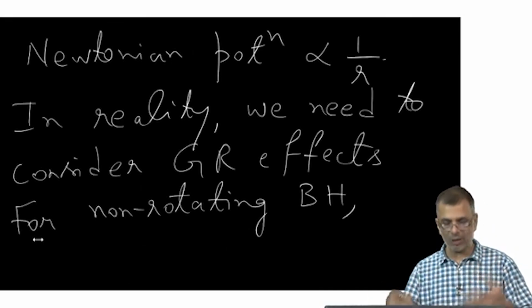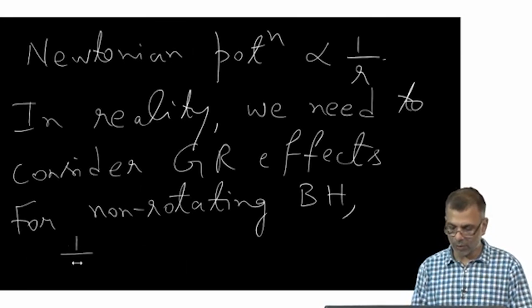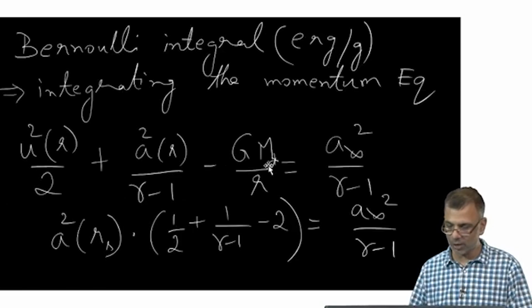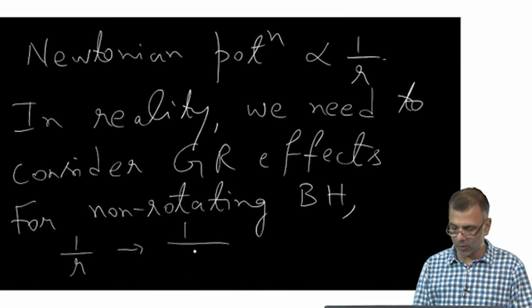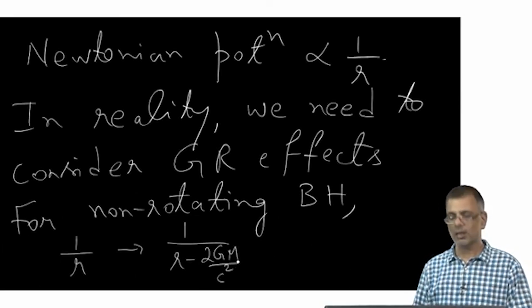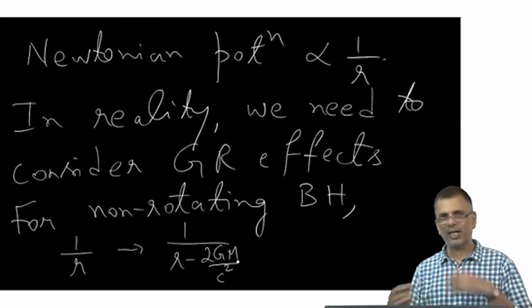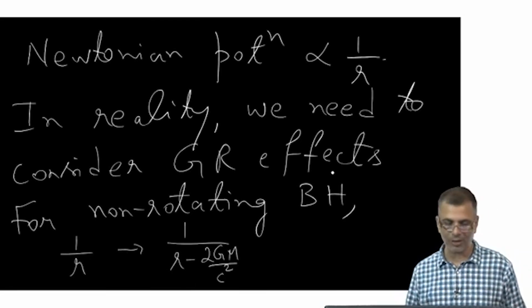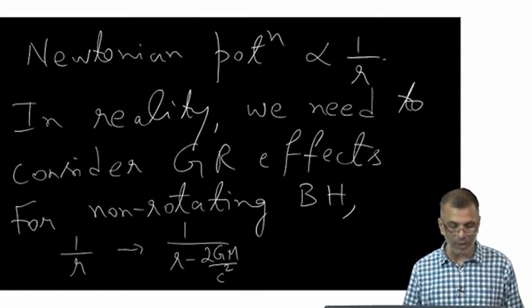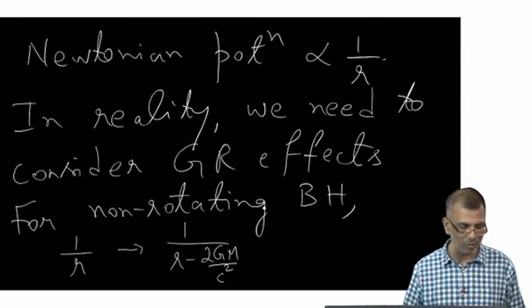In order to mimic general relativistic effects, it's sufficient to replace the 1 over r potential that we've been using all throughout with a potential that goes as 1 over r minus 2 GM over c squared. That kind of mimics the general relativistic effects to a satisfactory extent. I don't have time to go into why this is so. This is what's called a pseudo-Newtonian potential.